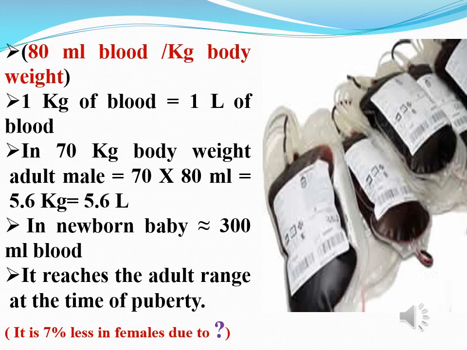blood. While in a newborn baby, the blood volume is about 300 ml of blood, which reaches the adult range at the time of puberty. We should know that it is about 7% less in females in comparison to that of the adult males. Why? This is a question for you to try to think about and find the answer to, and we will discuss it in the future. Why is the blood volume in females about 7% less than that of the adult male?